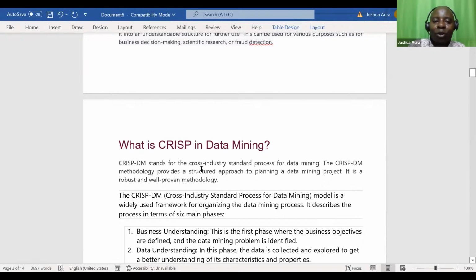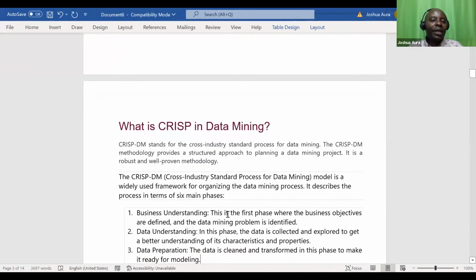The CRISP-DM methodology provides a structured approach to planning a data mining project. It is a robust and well-proven methodology. The CRISP-DM, I'm again repeating this, cross-industry standard process for data mining model is a widely used framework for organizing the data mining process. It describes the process in terms of 6 main phases. The first thing you have to do in any data mining process is business: you must understand the business.